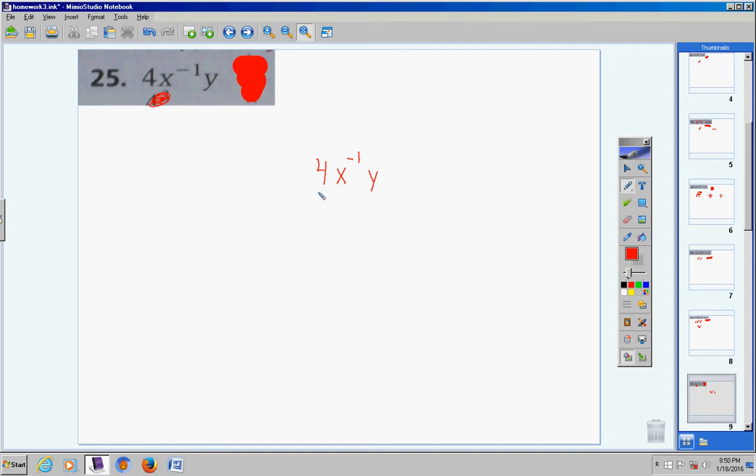You would put the whole thing over 1. You would not move the 4. The 4 has a positive 1. You would not move the y. The y has a positive 1. You would move the x to the negative 1 down to the bottom and make it x to the positive 1. So now we have 4 to the 1, which is 4, y to the 1, which is y, all over x. Now if you want to put the 1 here and the 1 here, that's fine, but you don't have to. So your answer is 4y over x.